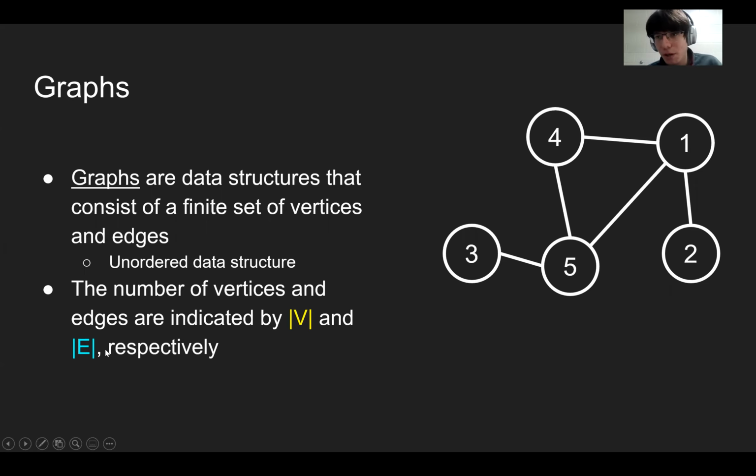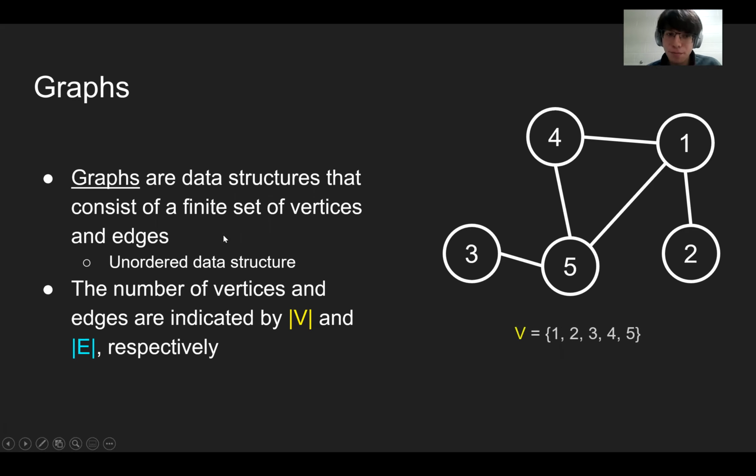And sometimes when we talk about time complexity, rather than saying O(n), maybe we'll say O(V) or O(V plus E) or something like that. That's just convenient for us, because we're dealing with two things rather than one. Okay, so that's an overview of graphs: they're just vertices connected by edges.